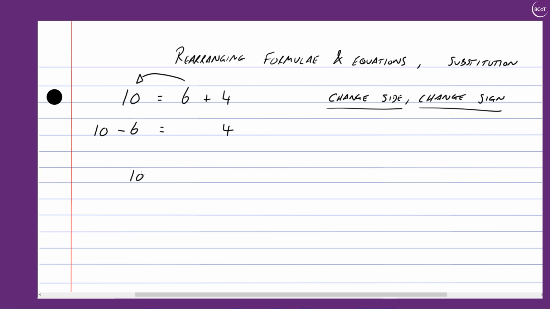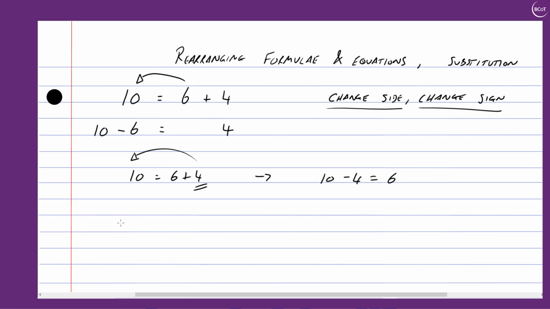If I started again, if I wanted to get the 6 on its own, I'd have to move the 4 to the other side. So if I was moving the 4, I would be changing the side, so I'd need to change its sign to negative from positive. And what we'd end up with is 10 minus 4 is 6. And that's correct. So a lot of the time, when you've got numbers added or subtracted in equations, this is what you'll do. You can move those numbers to the other side, but you have to change their sign.